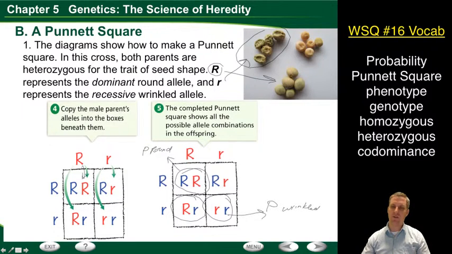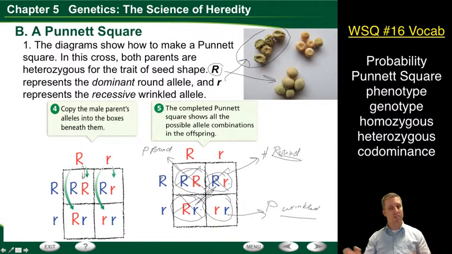Or they have a 50% probability, because they have RR and RR, which are the same, of getting a heterozygous round, which would be like hybrid round seed shape. So with that being said, they have ultimately a 75%, 3 out of 4 squares, chance of having round seeds, and a 25% chance of having wrinkled seeds. That's how Punnett squares work.